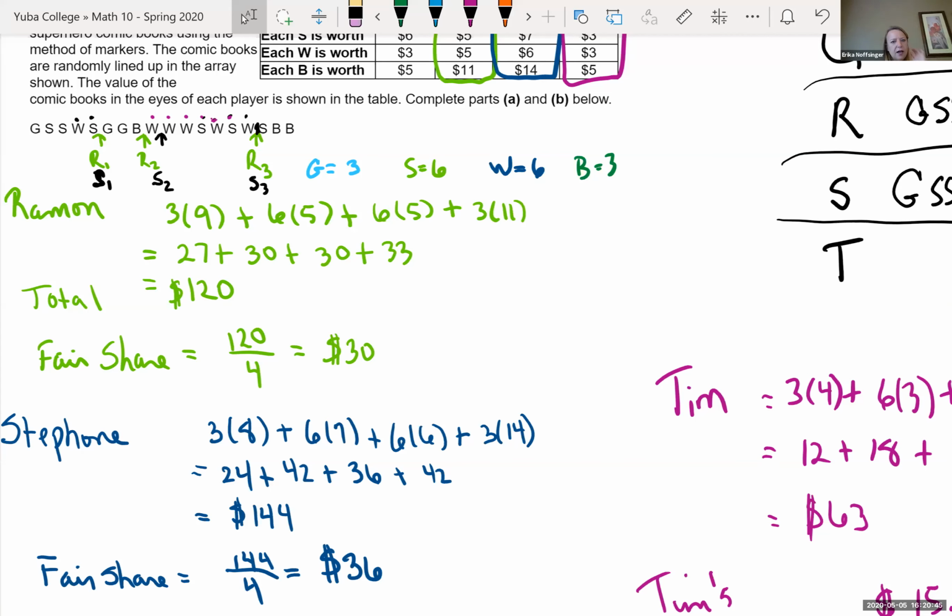I paused because someone had noticed that I had made an error, and I gave Raymond a little too much for round 3. He should have stopped here. Let me put it in green because that's Raymond's color for me. Let me also go back, because that changes my table over here, R sub 3.